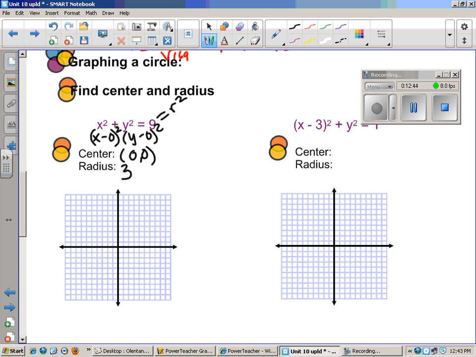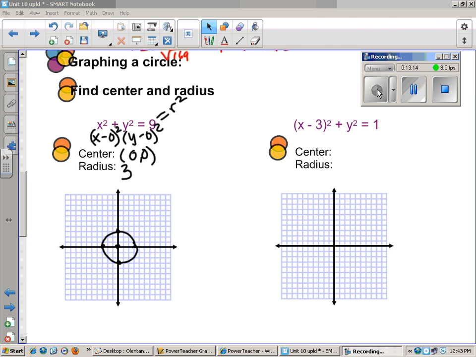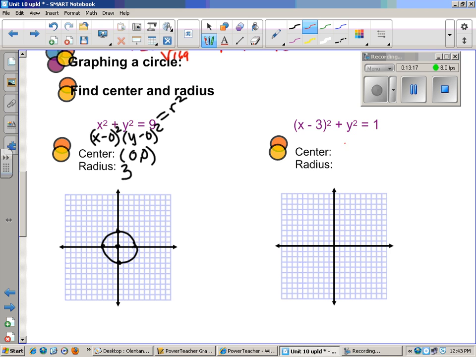So my center is at (0, 0). I put my center there. Radius is 3, so I'm going to go up 3, right 3, down 3, left 3, and kind of sketch in my circle. Kind of easy, right? It's easier to go this way than the other way, I think. All right, how about the next one? First of all, what's the center? Right, it's (3, 0). Why isn't it negative 3?